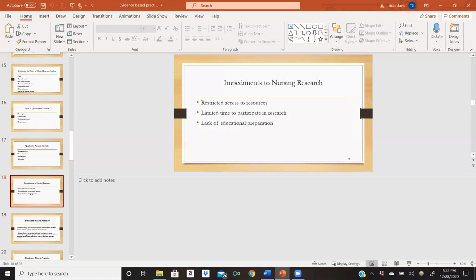All right. So impediments to nursing research. Things that impede nursing research are restricted access to various resources, limited time to participate in research, and then just your lack of educational preparedness for whatever it is you're learning about or trying to learn about.